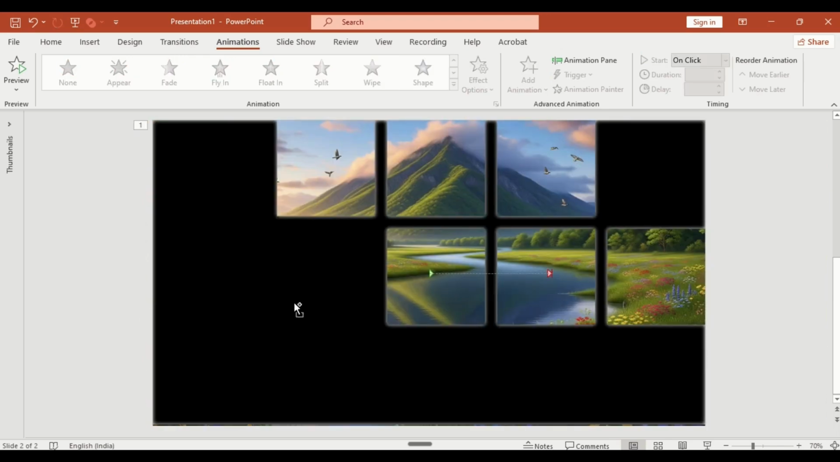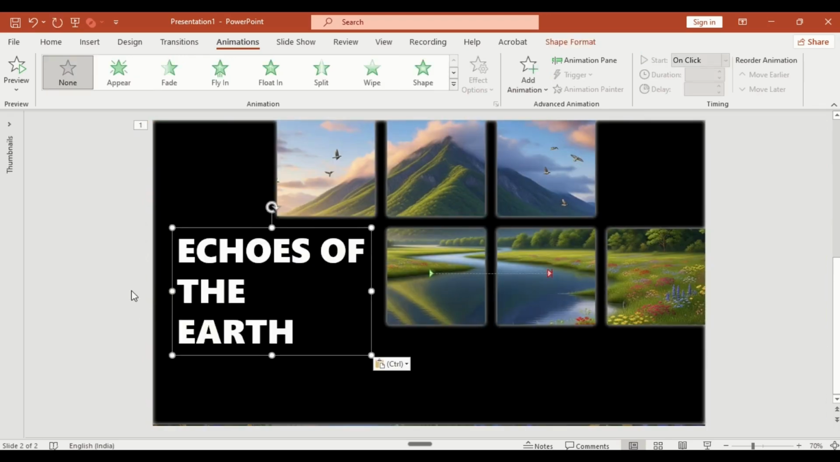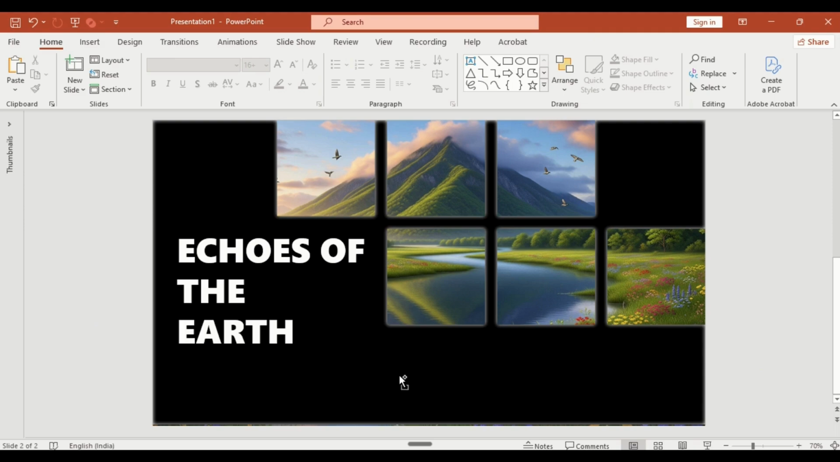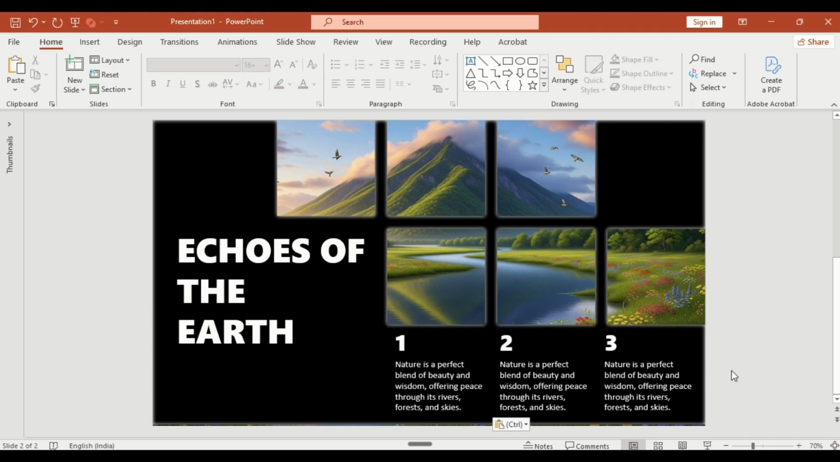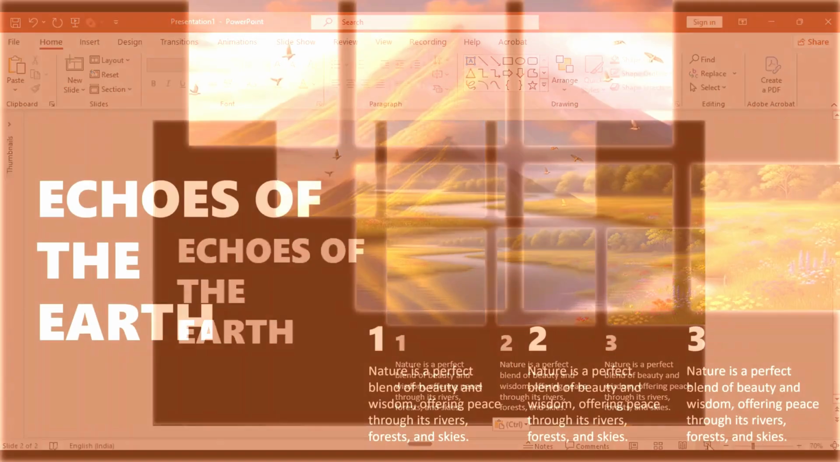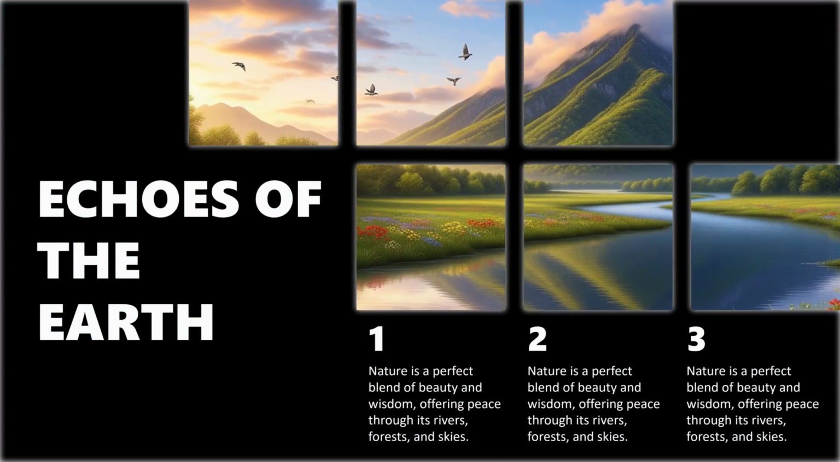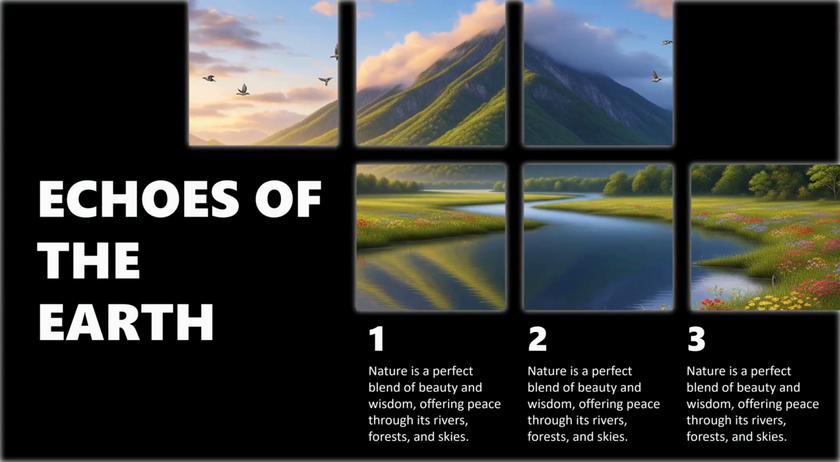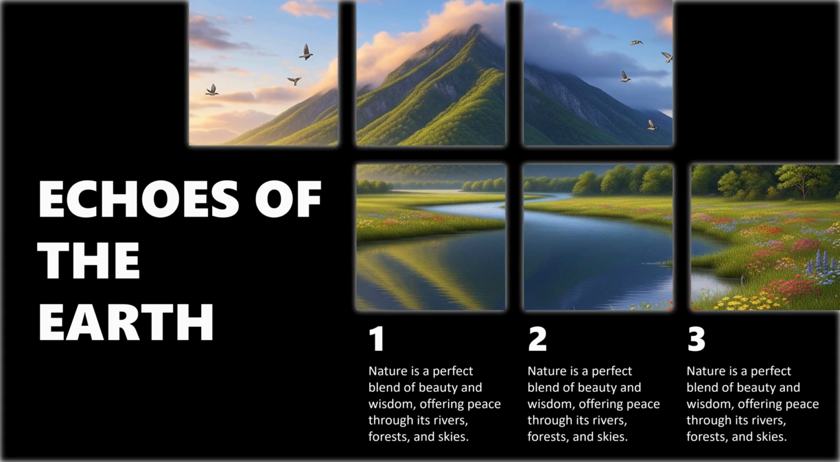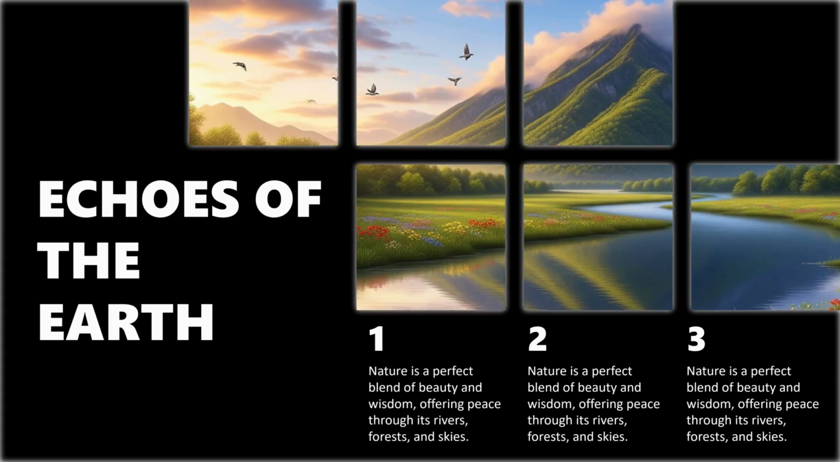Finally, add your title. Add 3 more text boxes with short descriptive lines. Now, click on Slideshow and you will see the elegant animated design in action. And that's it. You have just created a professional animated slide in PowerPoint.